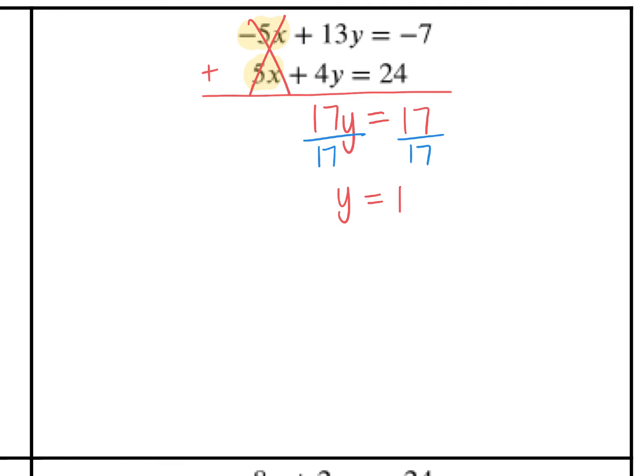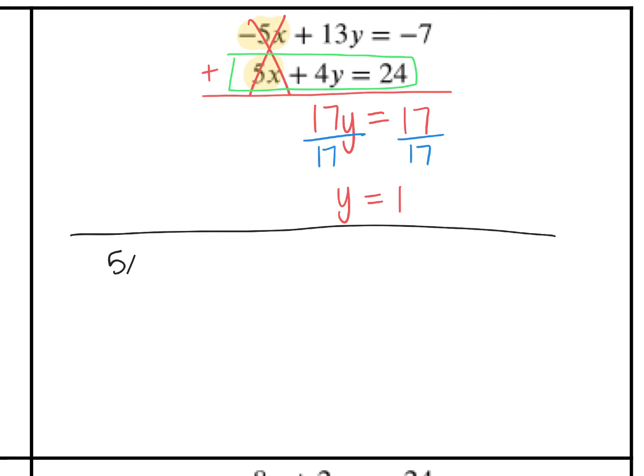But we're not done because we have a y value, but we still need to find that x value. So that's where we go into our last step, and we plug this y back into any of the equations, and we solve. So I'm going to pick the second equation again. It doesn't matter which one. You can pick either one. I'm just going to take this one I just boxed in green. 5x plus 4y equals 24. I'm going to rewrite it underneath this line here. 5x plus 4y equals 24.